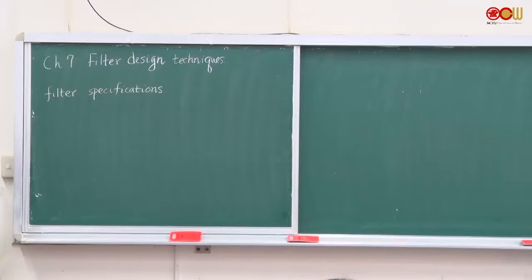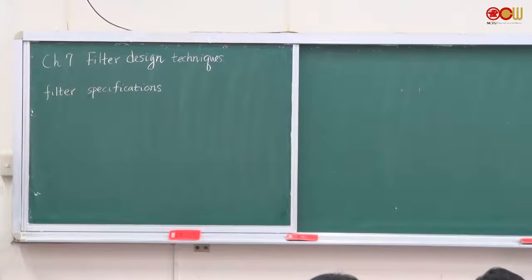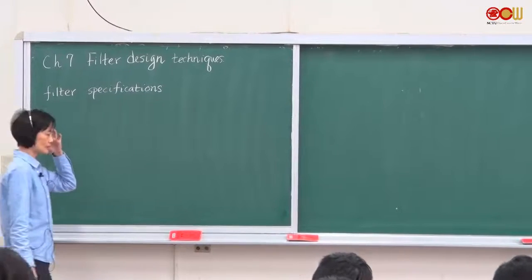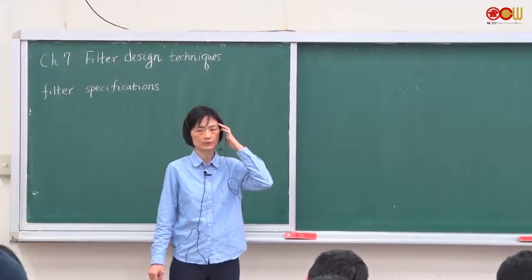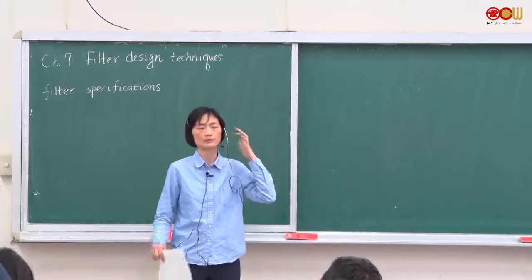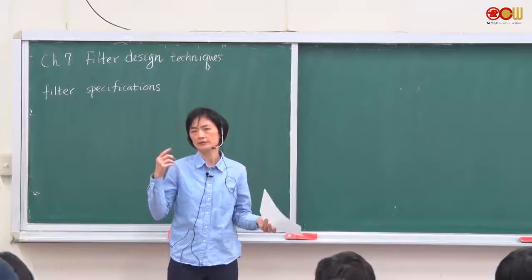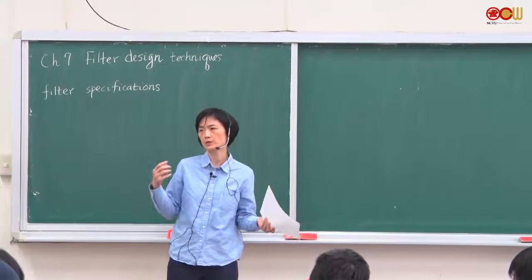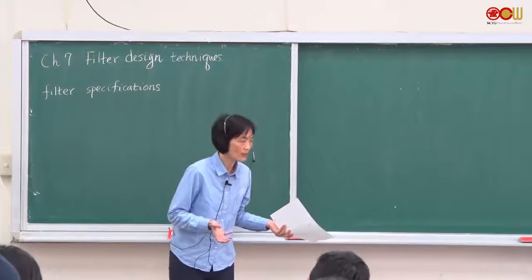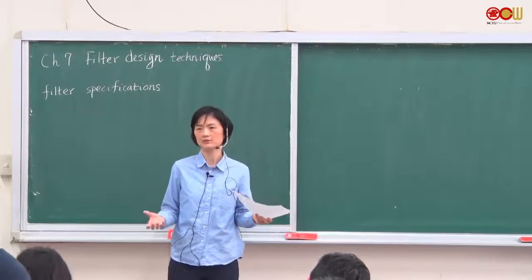We're looking at Chapter 7, Filter Design Techniques. Okay, so we're going to talk about how to design filters. Well, if you want to talk about how to design a filter, first of all, we need to say what kind of filter we would like to design. There must be some kind of desired filter that we would like to have, right? First, we need to have some desired filter. Then we can talk about how to design it.